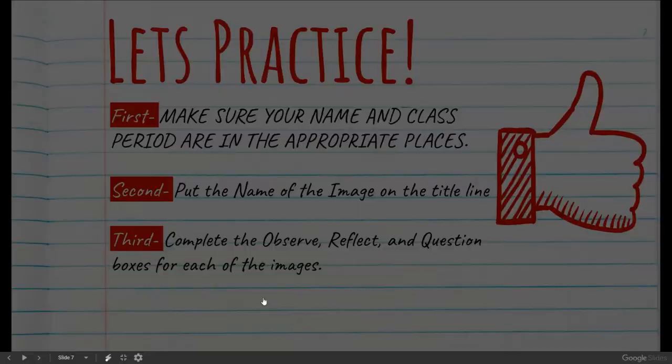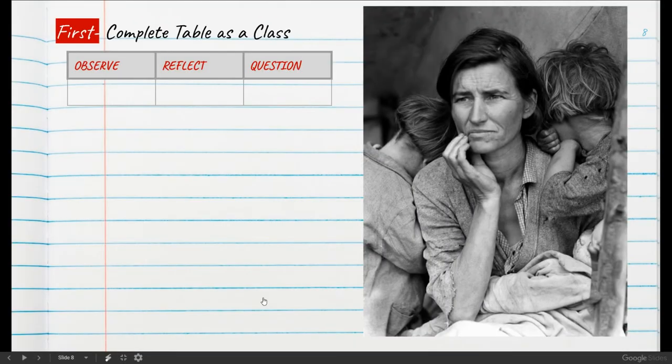Okay, so let's do one together. So we're going to do this first picture together. And so I'm going to walk you through basically how to do this. So when I observe, I'm just simply putting what I see in the image. So I'm going to talk it out. So what I see in this image is I see a lady and I see two small children, and the two small children have their head on this lady. Their faces are turned away from the camera. The lady kind of has her hand on her chin, it looks like. She's looking out, but not directly at the camera.